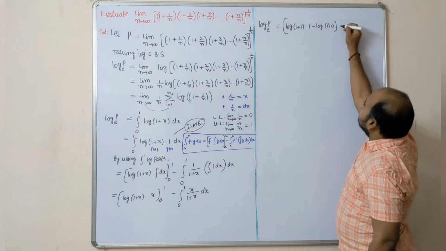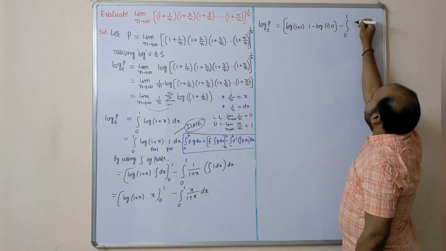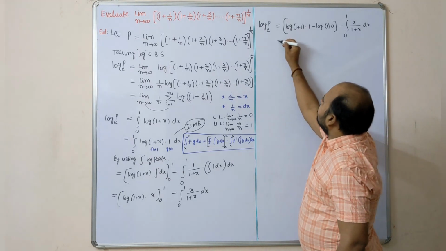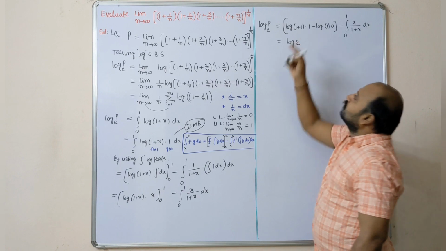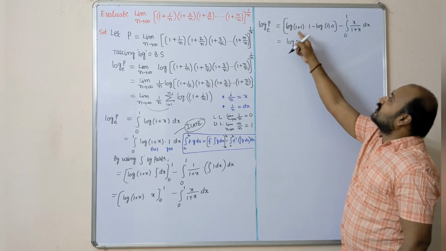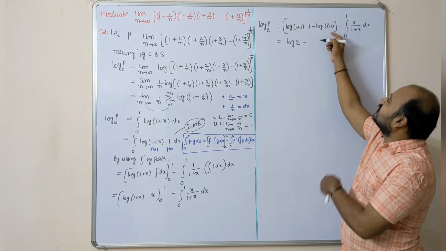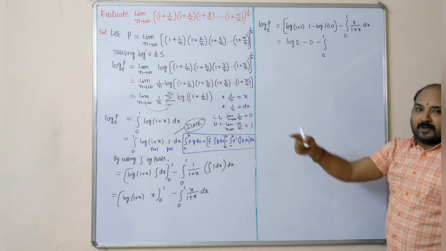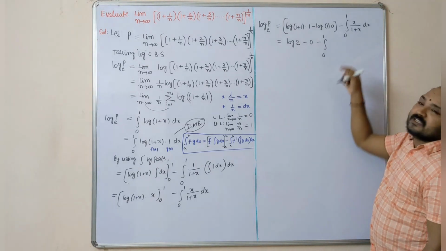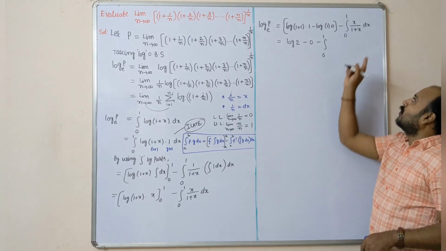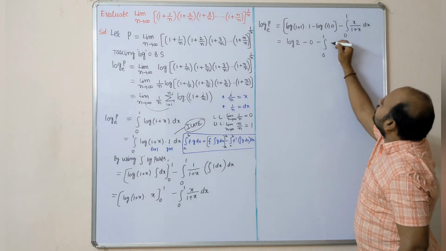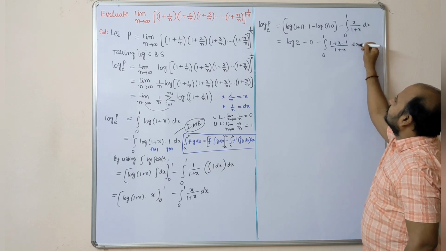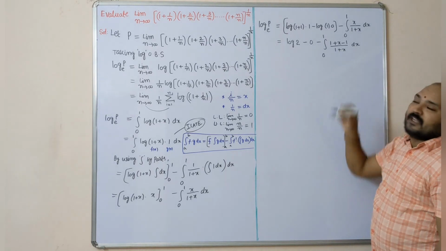Minus integral 0 to 1 of x by 1 plus x into dx. So this is equal to log 2. Log of 1 plus 1 is log 2, log 2 into 1 is log 2, minus log 1 whose value is 0, minus integral 0 to 1. To solve this type of problem, as in the previous question also we discussed, the denominator is 1 plus x, so I want the numerator also to be 1 plus x. So by adding and subtracting 1, we write 1 plus x minus 1 divided by 1 plus x into dx.